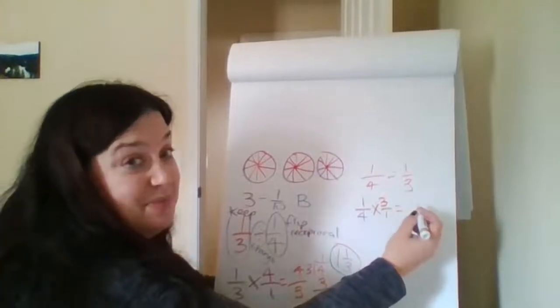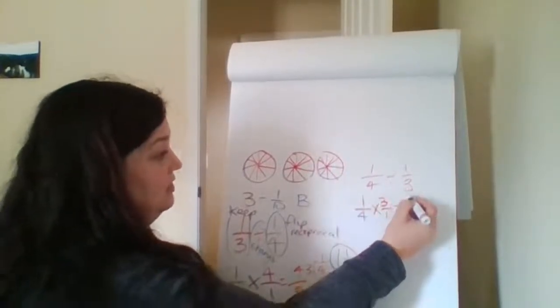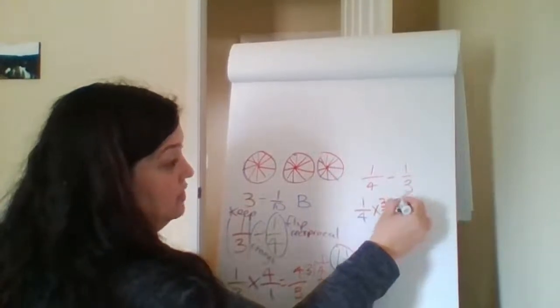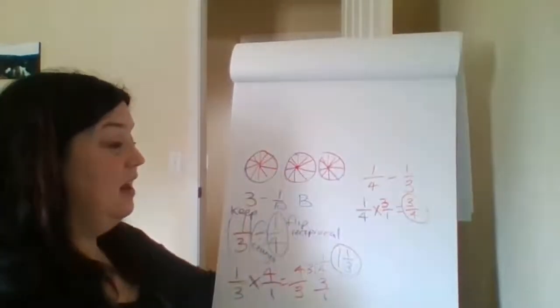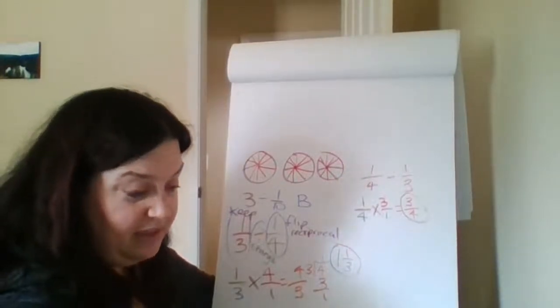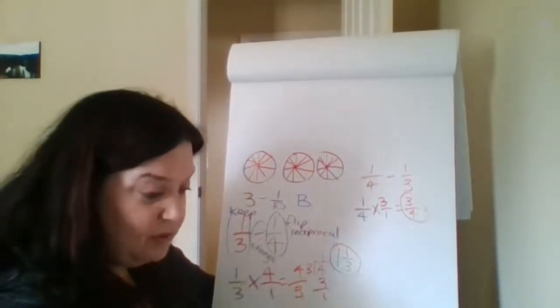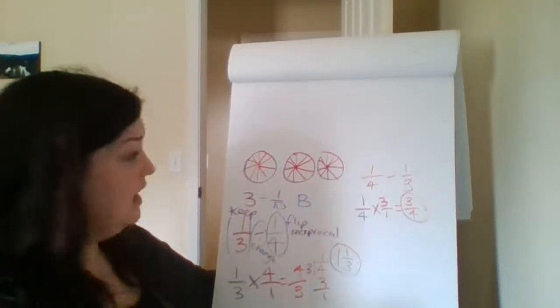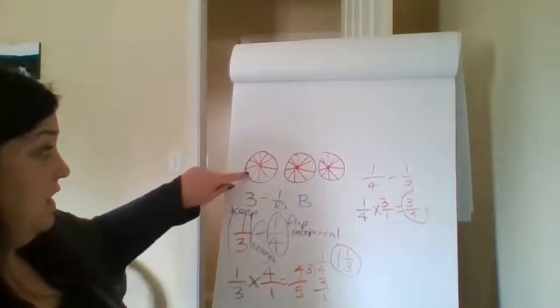Now we simply multiply. 1 times 3 is 3. 4 times 1 is 4. And we're done because it's a regular fraction with no simplifying needed. And then we have number 15, which is 3 divided by 1/2. Yes, I did. 6 is over here.